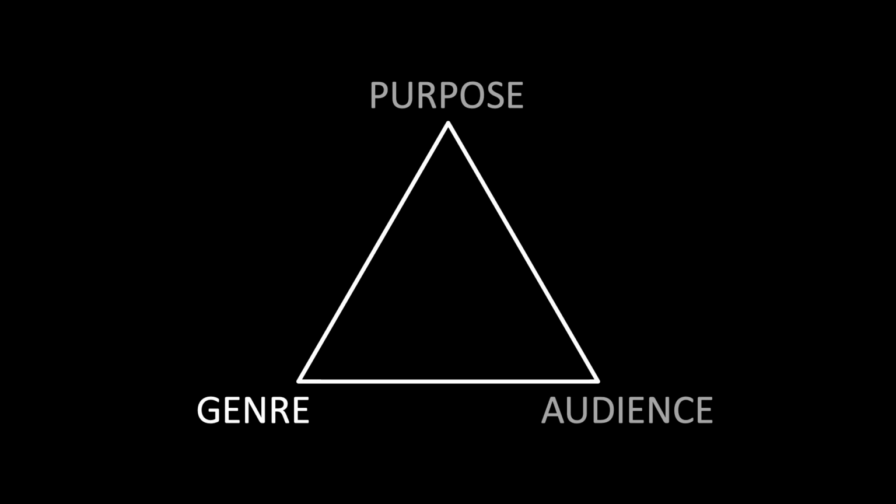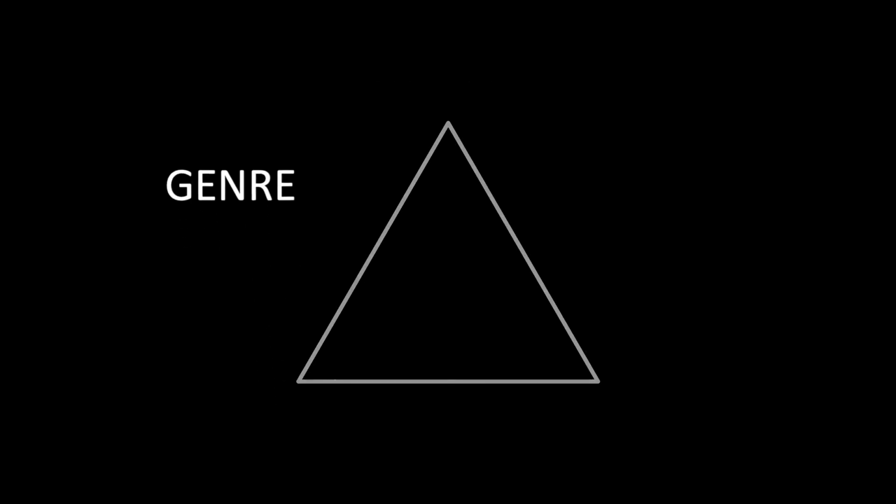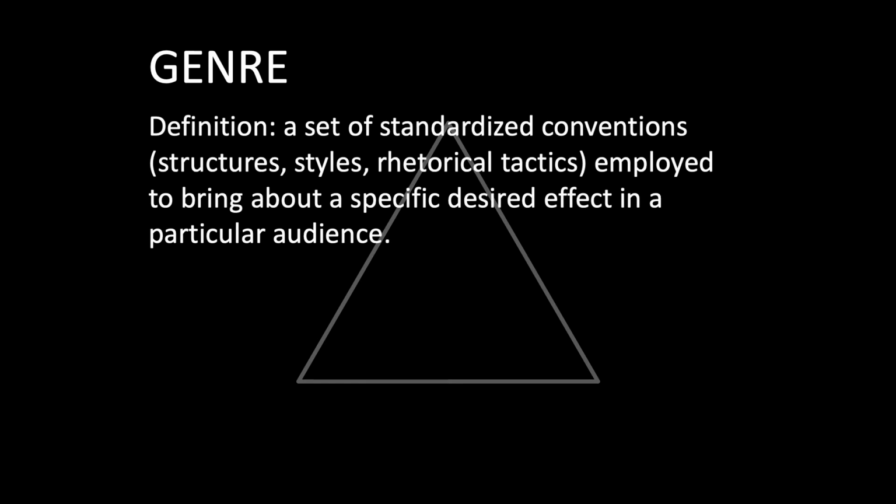The third related feature of the rhetorical triangle is genre. Genre is maybe the most complex idea that we're going to get at here, but it's also one of the most important. Let's have a look at a simple definition. Genre is a set of standardized conventions, structures, styles, rhetorical tactics employed to bring about a specific desired effect in a particular audience. So you can see already that genre is related to audience and to purpose, the effect it wants to bring out for a particular audience.